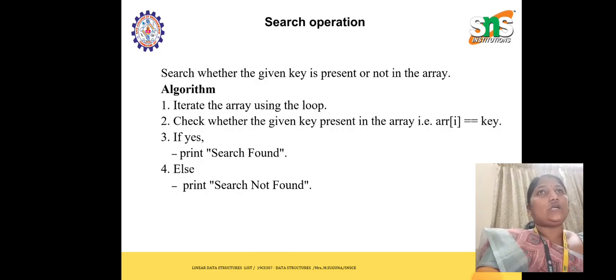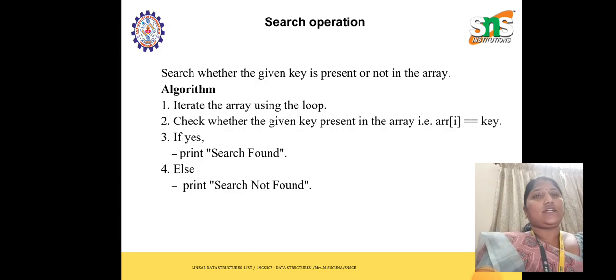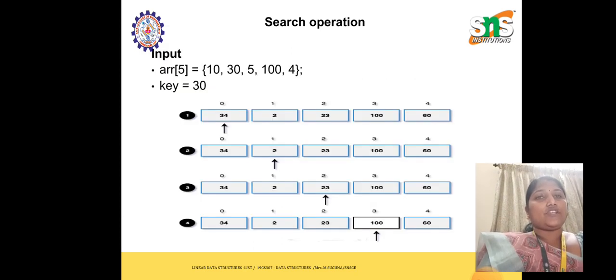Now again you have to compare the key element with the element at the next position. If it matches, then that is the element. If it does not match, again we have to increment the position by 1. Like this you have to move your search until the element matches the key element. If till the last the key element does not match any element in the array, then the key is not found in the array. So this is your search operation.